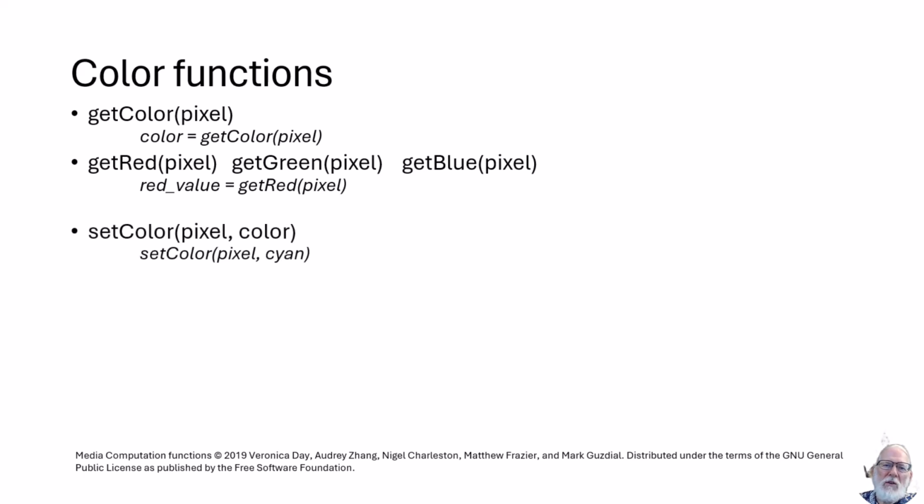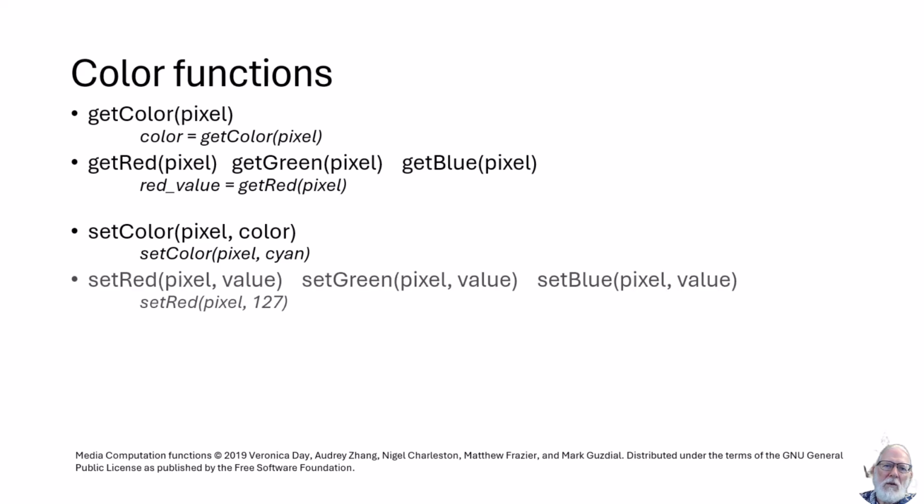We can change the color of individual pixels. If we want to change all of the color components, that is to say, the color of an individual pixel to some color, we can use the setColor function. An example use might be setColor, and we have to give it 2 things. We have to tell it what pixel we want to change, and we have to tell it what color we want to change that pixel to. So my example is that we were changing the color of the pixel to cyan.